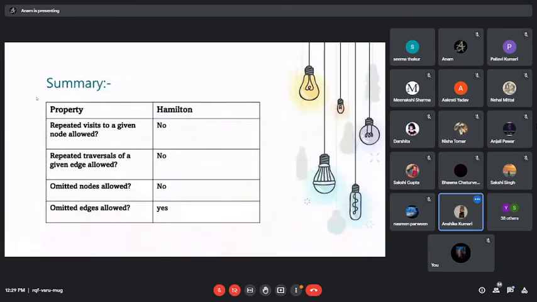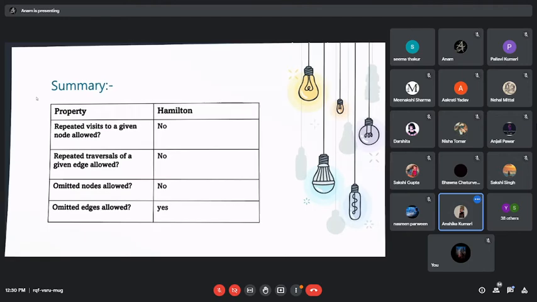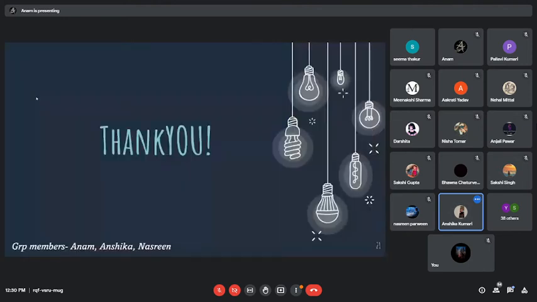Next slide. Here we have the summary of the whole PPT about Hamilton circuits and Hamilton paths, in which repeated visits to a given node are not allowed, repeated travel of a given edge is not allowed, omitted nodes are not allowed, and omitted edges are allowed. Next slide. So this was all about our presentation on Hamilton circuits and Hamilton paths.